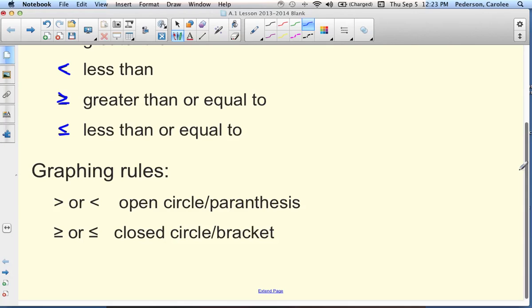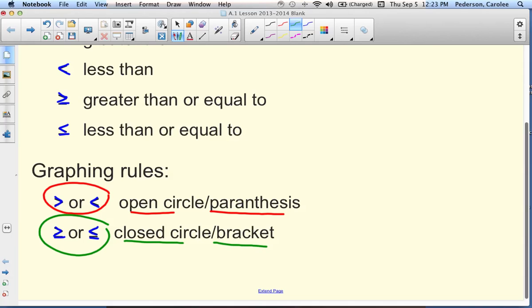Depending on your Algebra 2 teacher or Algebra 1 teacher, you may have used open circles or parentheses for these two, greater than or less than. The next set is greater than or equal to, less than or equal to, then you'd either use a closed circle or a bracket. Remember the top two do not include the number, so they are open circle or parentheses. The bottom two have a line underneath it, so they include that number, so you can either do a closed circle or a bracket when you graph it on a number line.